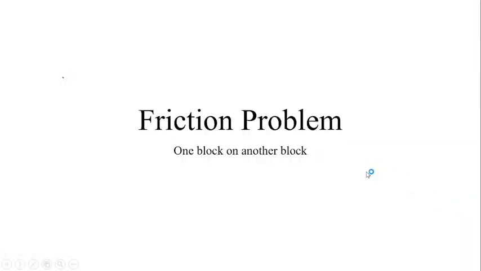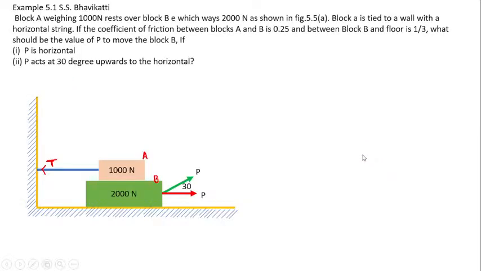Friction problem. One block resting on another block. Consider the problem given below. Here in this problem, it is given that block A has a weight of 1000 Newton and block B has a weight of 2000 Newton. Block A is tied to the wall with a string and it will develop tension in the string because of the application of the force P.